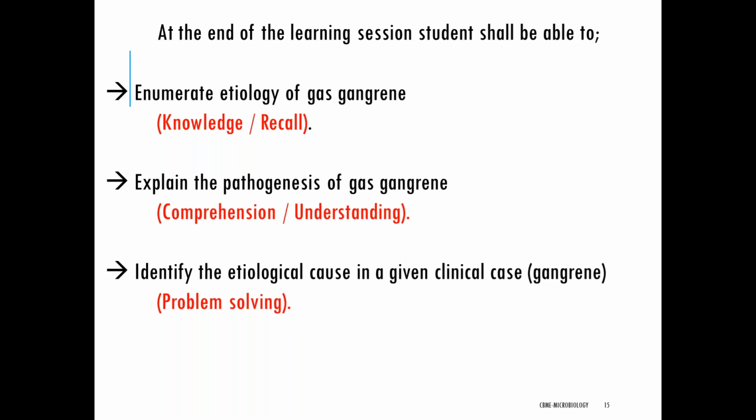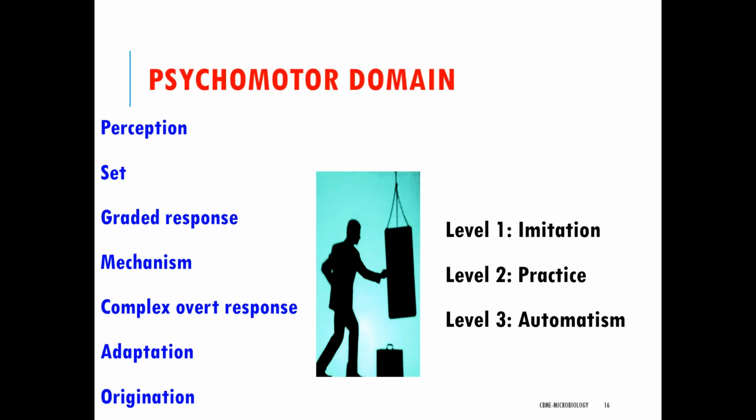Finally, when you give them a problem to solve, they will need to identify the etiological cause in a given clinical case. If you give the student a case of gangrene, they should be able to identify the etiological cause, which could not be just due to Clostridium perfringens, how it appears, how the gram stain or the smear would appear if there are anaerobic streptococci associated with it, etc. So they go into more details, and these are the higher levels of the cognitive domain.